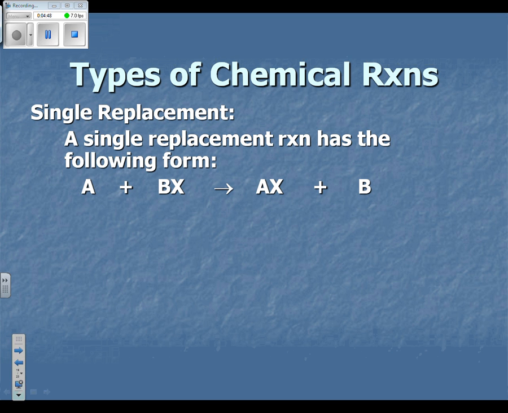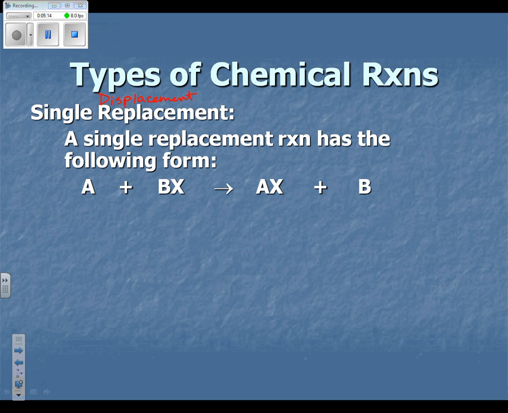The third type is single replacement. Now, you might also see it in your book as displacement. Replacement, displacement, potato, potato. It's the same thing, so I don't want you to get hung up on the words there. So in single replacement, it has this form. A plus BX gives you AX plus B.